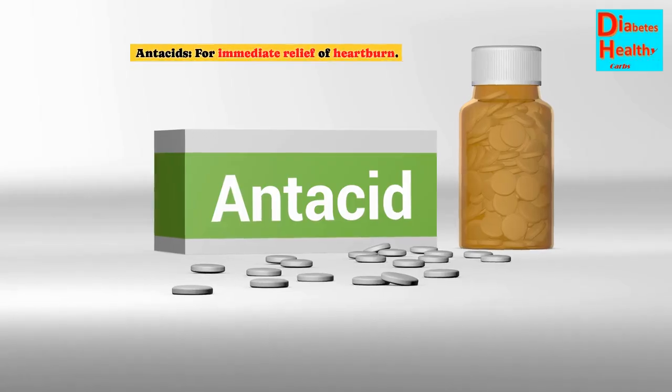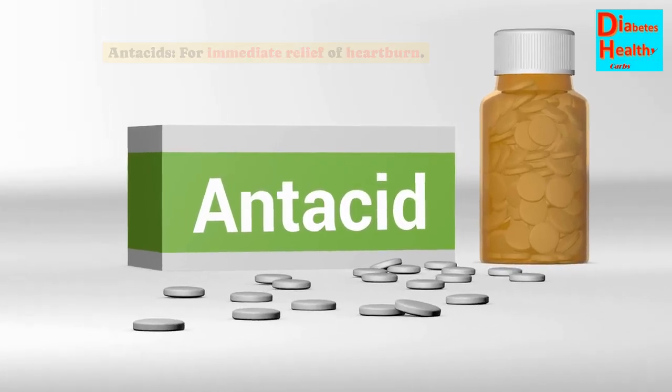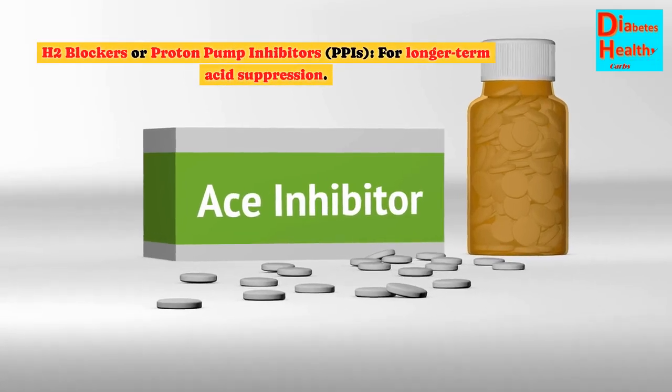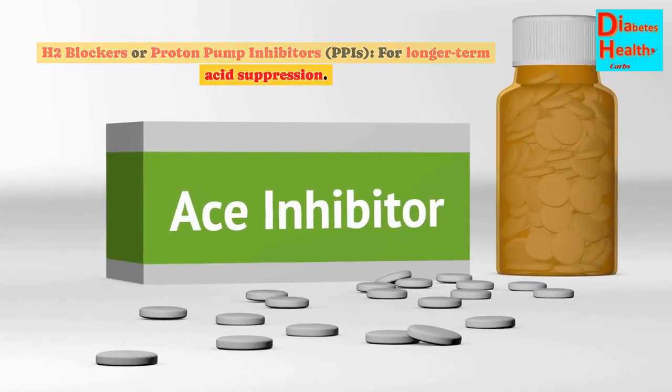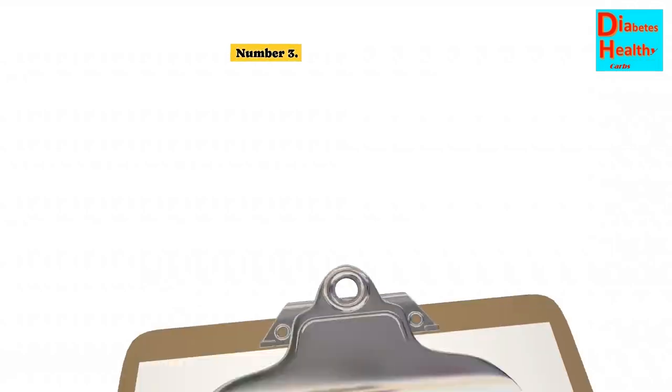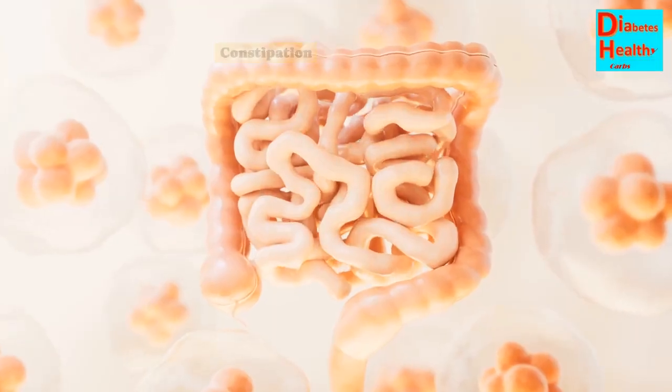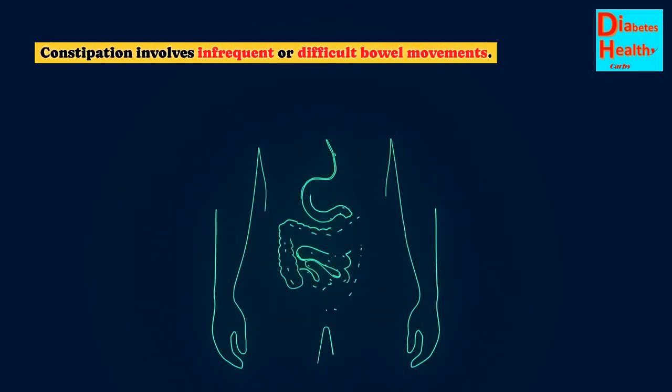Medications. Antacids, for immediate relief of heartburn. H2 blockers or proton pump inhibitors, PPIs, for longer-term acid suppression. Number 3. Constipation. Constipation involves infrequent or difficult bowel movements.